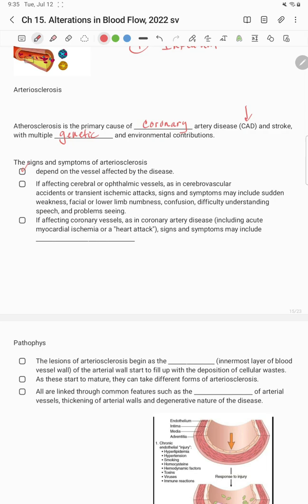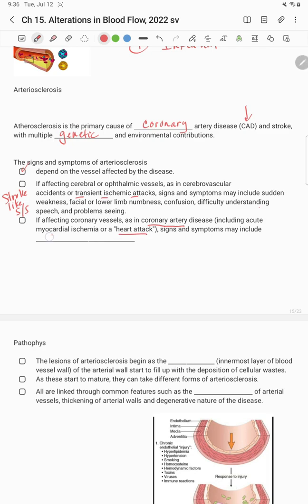If affecting cerebral or ophthalmic vessels, as in cerebrovascular accidents, or TIAs, transient ischemic attack, signs and symptoms may include sudden weakness, facial or lower limb numbness, confusion, difficulty understanding speech, and problems seeing. So in other words, stroke-like signs and symptoms.